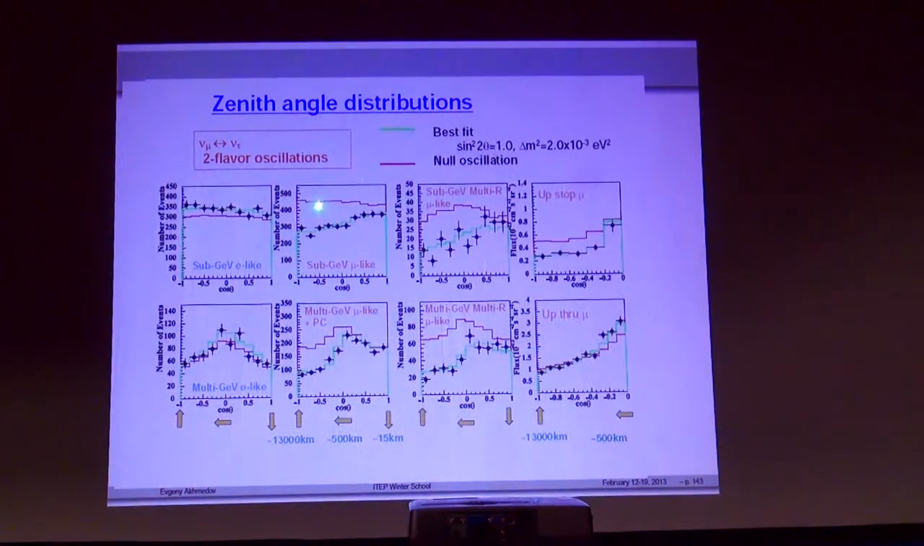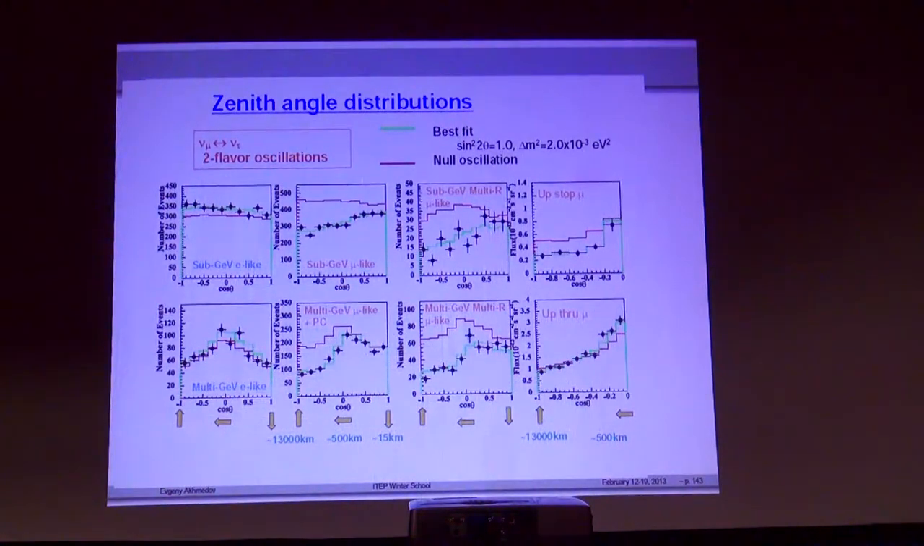Okay? So if you look at muon-like events, for relatively lower energies, zenith angles corresponding to upward going neutrinos, this minus one, cosine theta minus one, means that the neutrinos are coming from the other side of the Earth. Cosine theta zero means that these are horizontally coming neutrinos. And cosine theta plus one are neutrinos coming vertically from the upper direction.